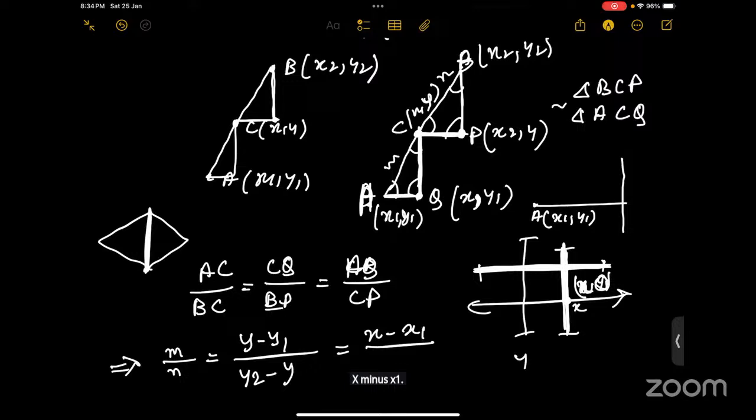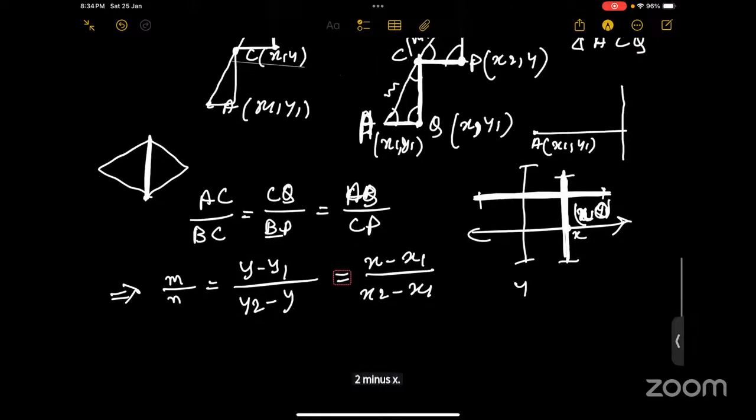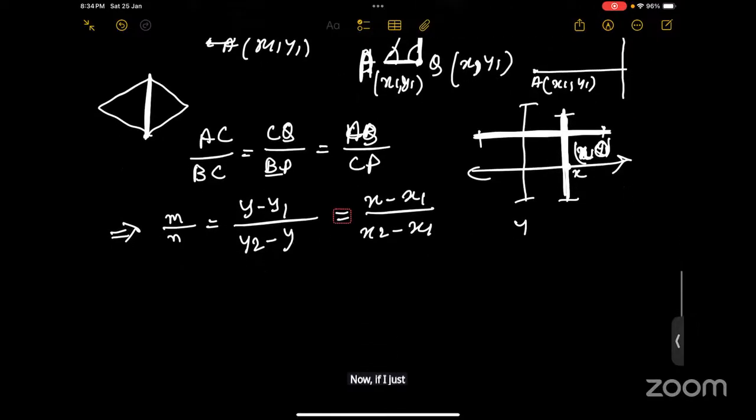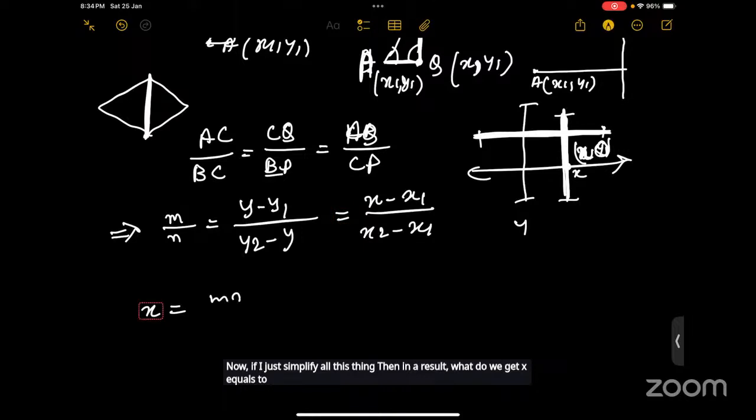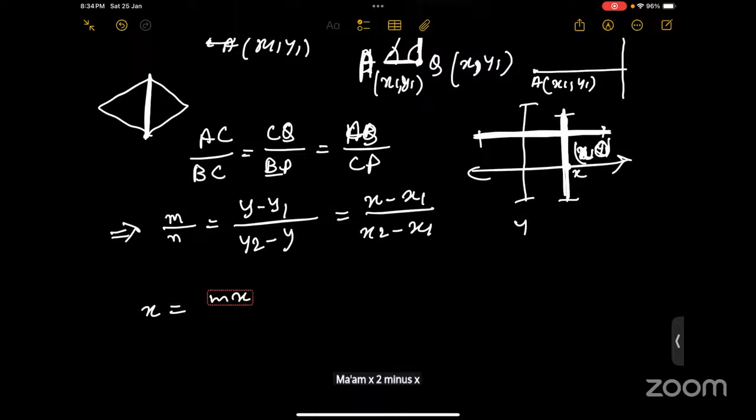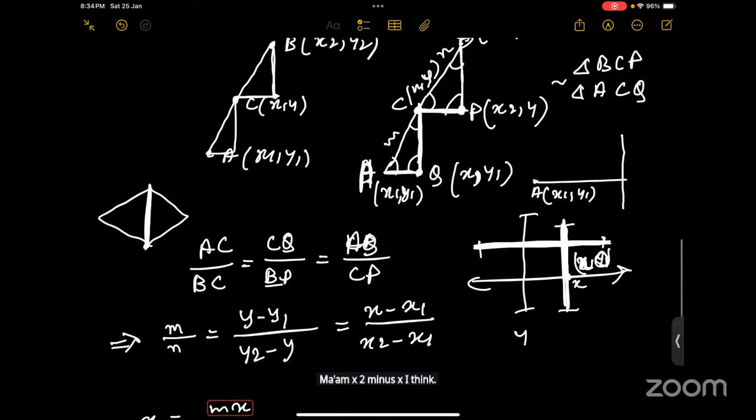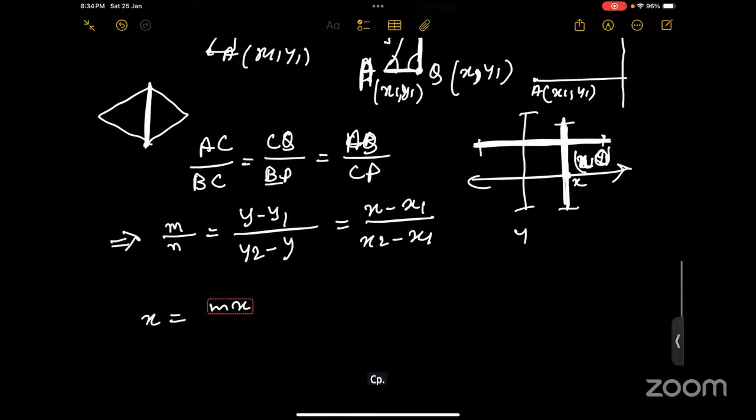And CP. This line, CP: x2 minus x. So on. Now, if I just simplify all this, then as a result, what do we get? x equals to... mx2... Ma'am, x2 minus x, I think. CP: x2 minus x. Yeah, correct.